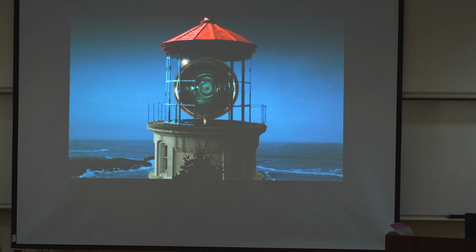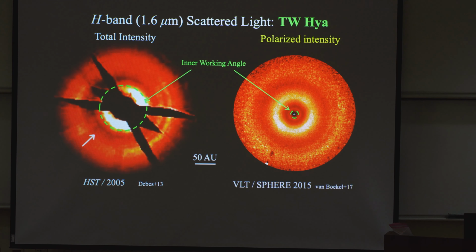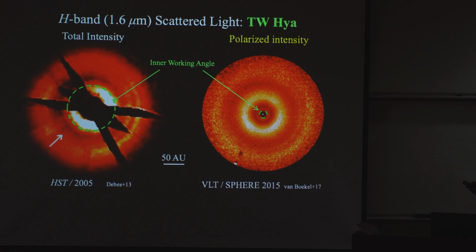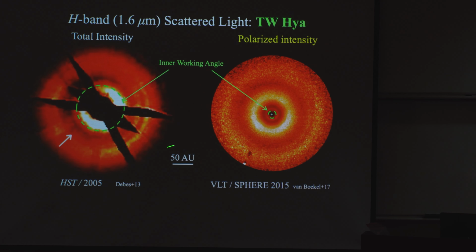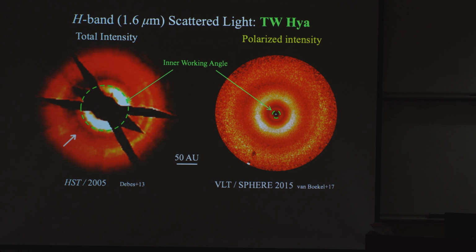So in the next two slides, I'm going to show you two examples of observations at two wavelengths, and I'm going to compare an old observation with today's observation to see what has changed. So here you're looking at two images of the same disk, TW Hydra, at the same wavelength, H band of 1.6 micron, and on the same scale. This is 50 AU in both images. This one was taken by the Hubble Space Telescope, HST, in 2005, and this one was taken by an instrument called SPHERE on VLT 10 years later.